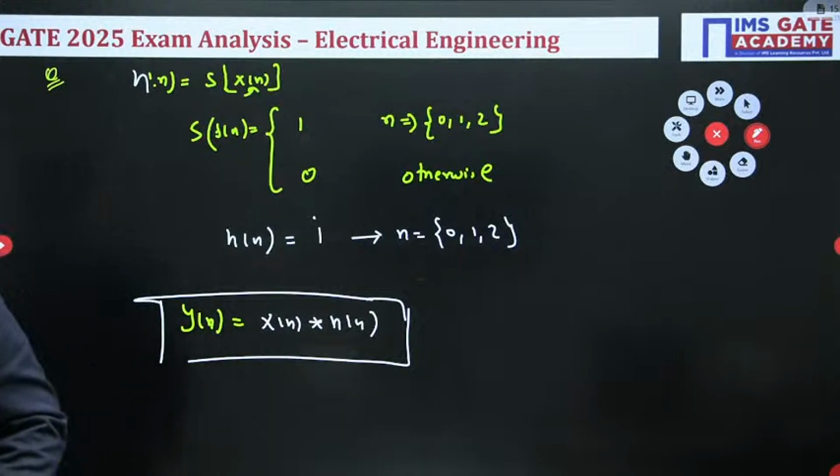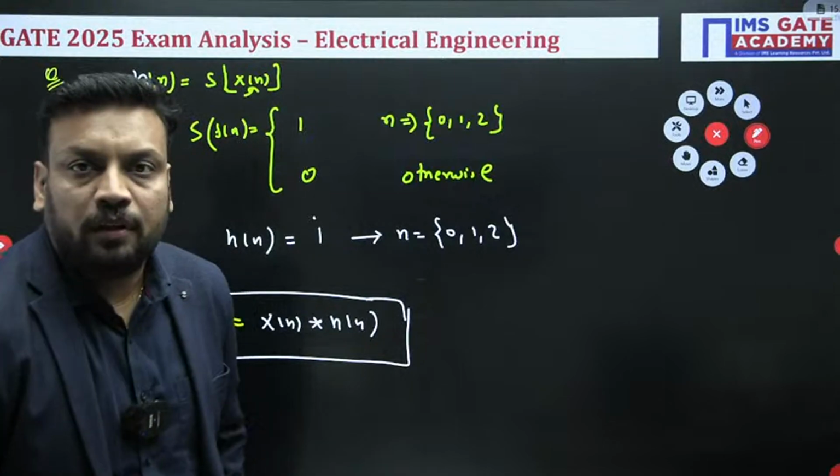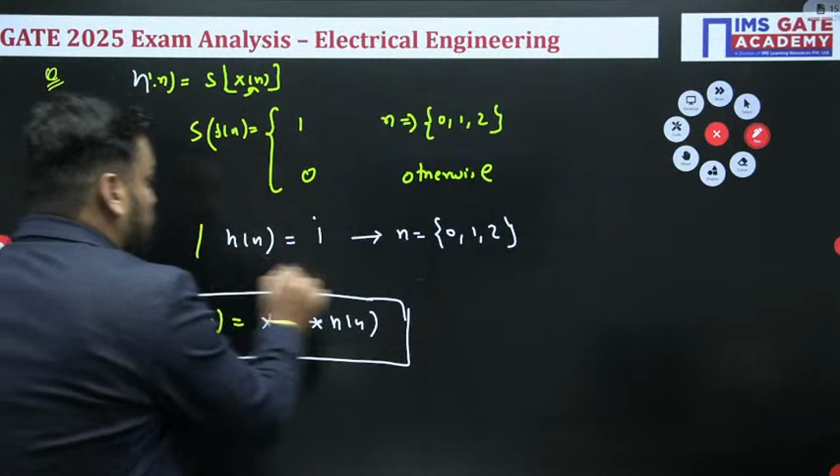How many of you attempted this question? How many of you attempted this question? Very good. So this is h of n, beta.